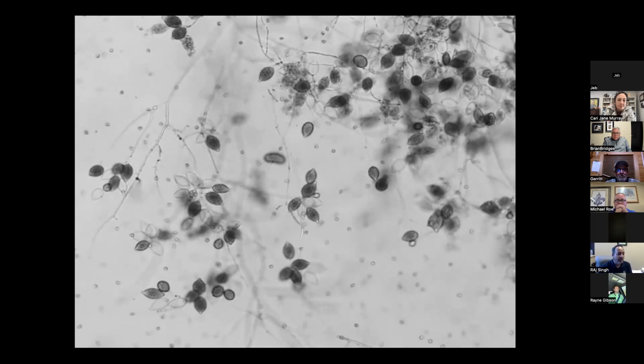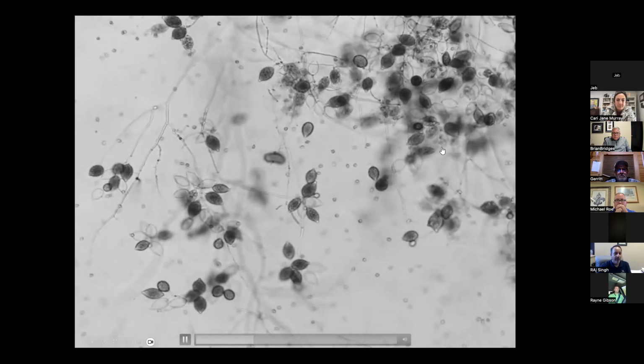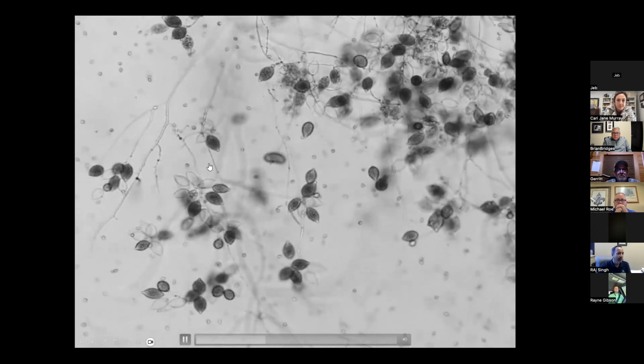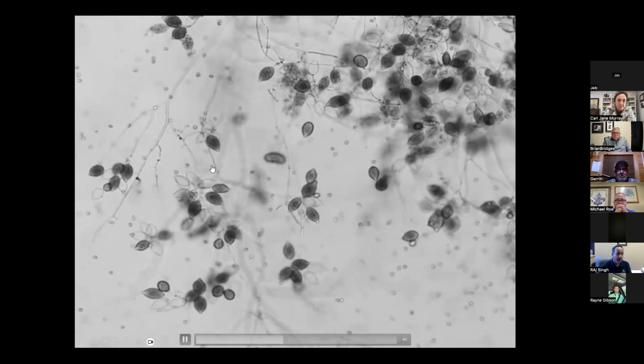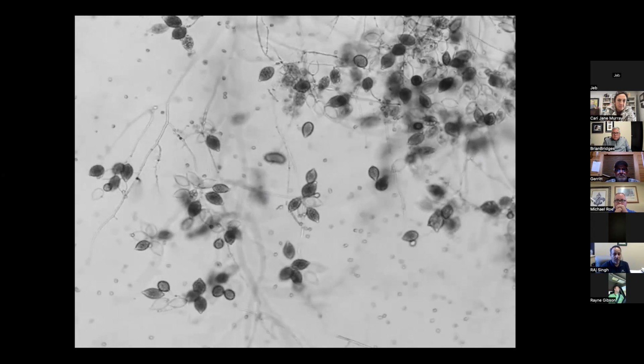So see, you can see there are things moving around, right? You can see all over the place, you have the things moving around. Those are the zoospores. Okay? That means they can move on their own. They can swim in water.